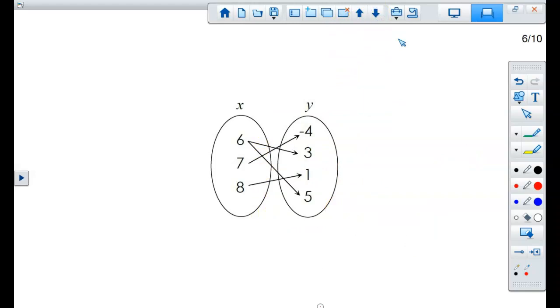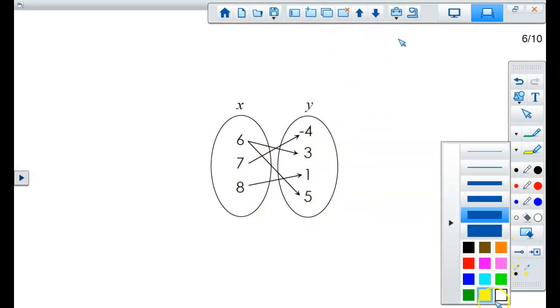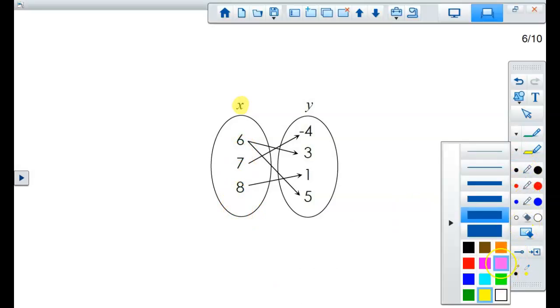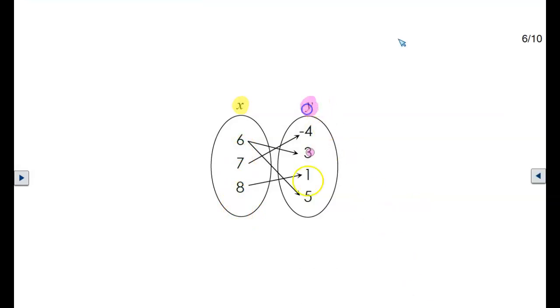All right, now, you'll notice this time, this one is written in a way that's a little bit strange. Right here, this, by the way, is called a mapping diagram. This bubble over here is your x's. So your domain, your input set, would be 6, 7, and 8. And then you'll notice over here you have your y values. So your range or your output set would be negative 4, 3, 1, and 5.